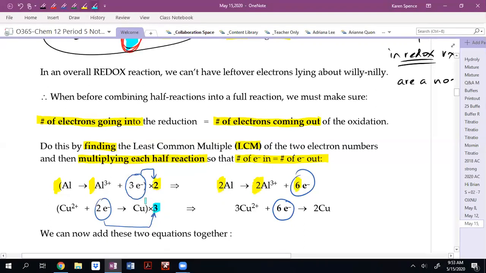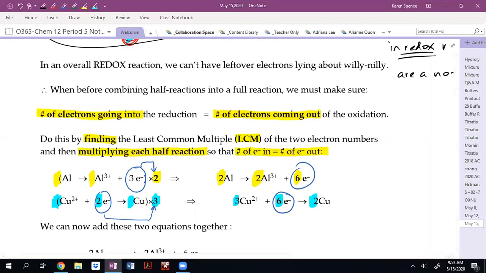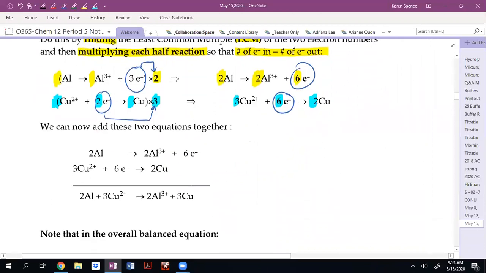We have 3 times 1 is 3 copper. We have 3 times 2 is 6 electrons, and we have 3 times 1 is 2 coppers. Once we have made the electrons in equal the electrons out, we can add the 2 together. Okay, so we're going to write them one on top of the other, and we're going to add them up. And remember, we're going to have our 6 electrons out equaling our 6 electrons in.